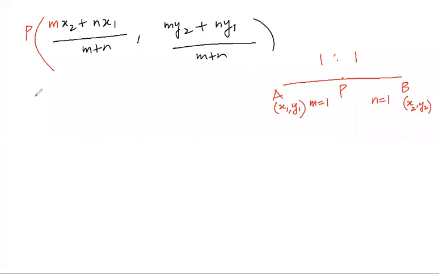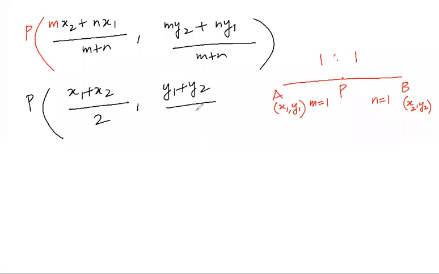But you see students, the value for m is 1 and n is also 1. So this becomes x1 plus x2 divided by m plus n, 1 plus 1 is 2. Similarly, this becomes y1 plus y2 divided by 2. Let us check this. If it is right, by checking, we will have further understanding of the section formula.